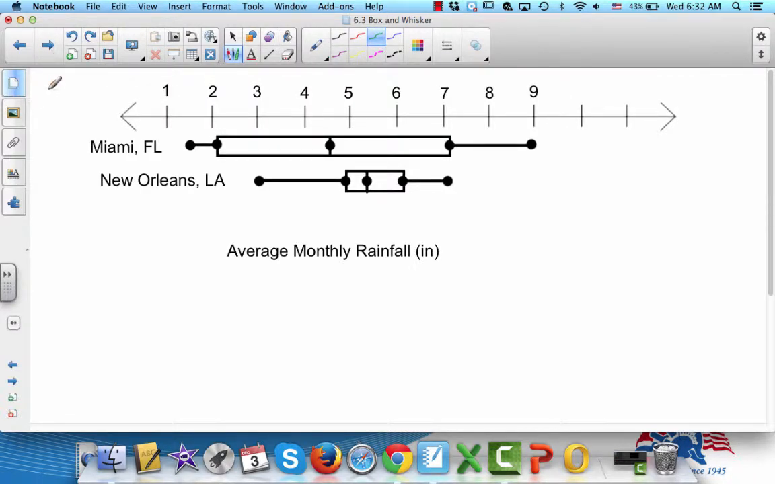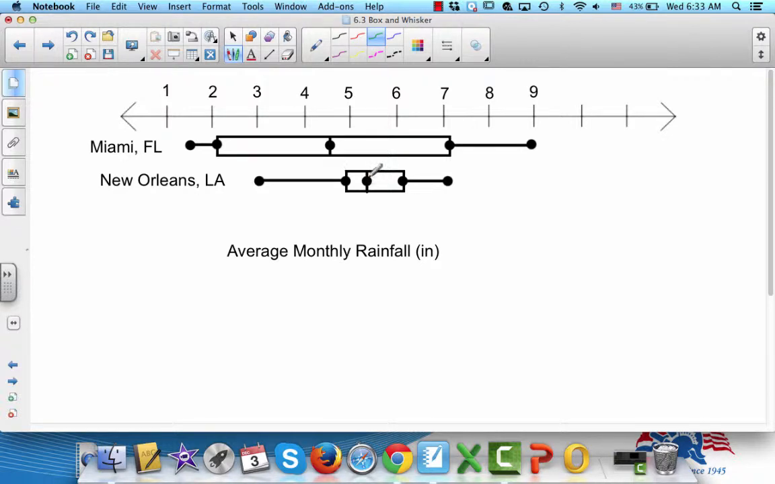Now let's look at an example of two box and whisker plots and comparing the information from the average monthly rainfall in Miami, Florida and New Orleans, Louisiana. If you notice, the minimum is much lower in Miami than it is in New Orleans. The maximum is much higher in Miami than it is in New Orleans. The median rainfall is about 4.5 in Miami, but it's almost 5.5 in New Orleans. Even though the min and max are greater, the median is greater in New Orleans.